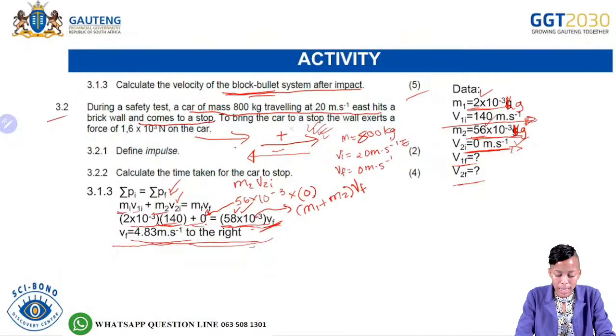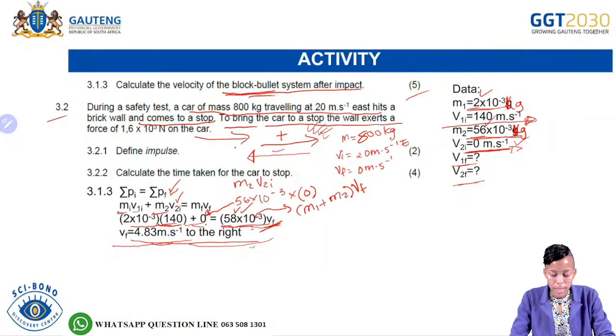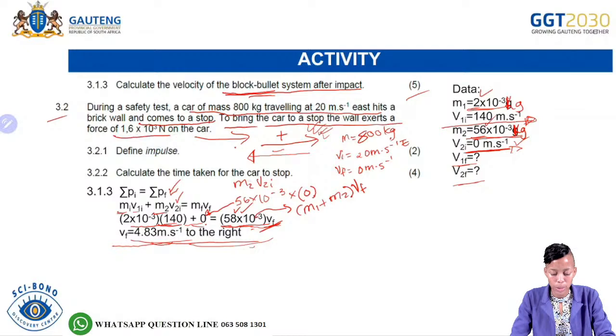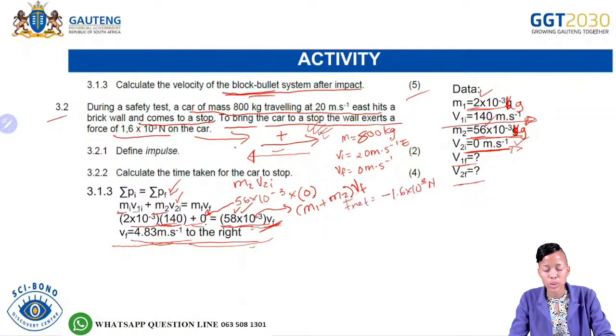Then it says to bring the car to a stop, the wall exerts a force of 1,6 times 10 to the power of 3 on the car. So we have a net force of negative 1,6 times 10 to the power of 3 newton. Initially the car was hitting the wall and then it came to a stop, but if the wall is exerting a force on the car, you will have a negative F net. Okay.